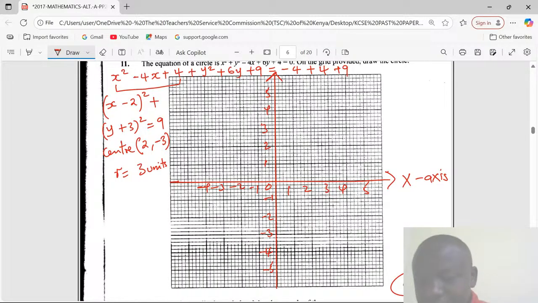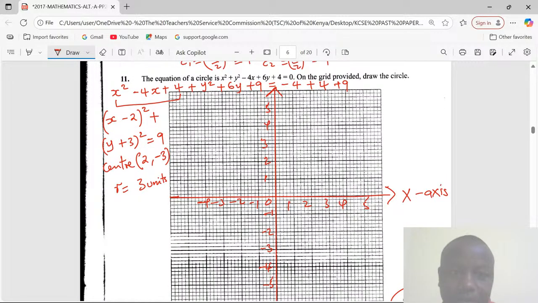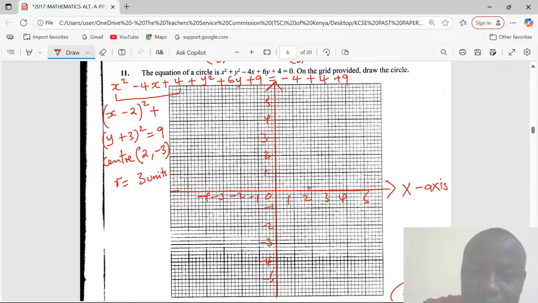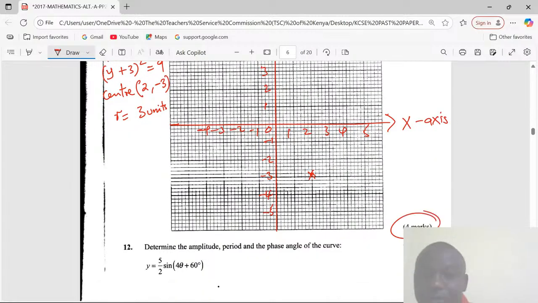The center of this particular circle is going to be 2, negative 3. 2, negative 3 is here. So that is where you are supposed to stand now with your compass. Then you stretch it 3 units such that it shall pass through here. 3 units, it shall pass through here.